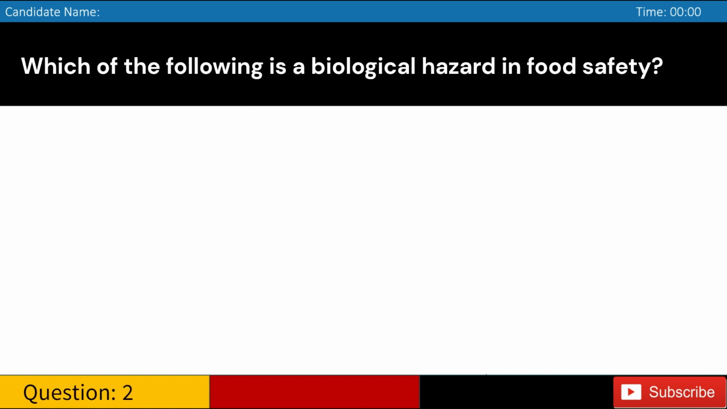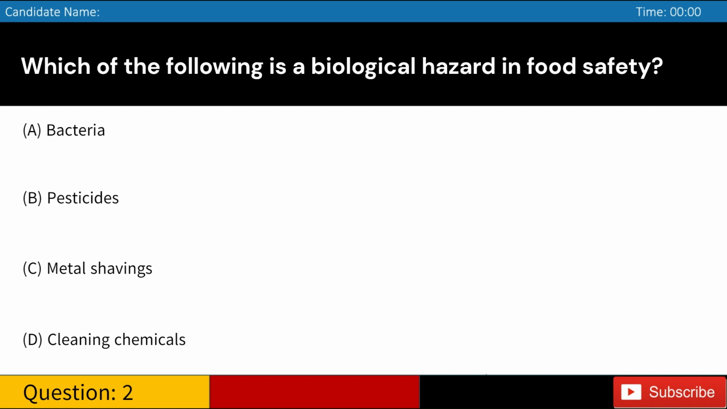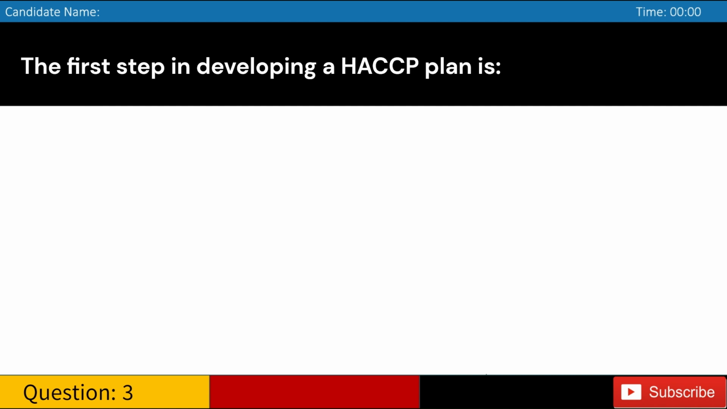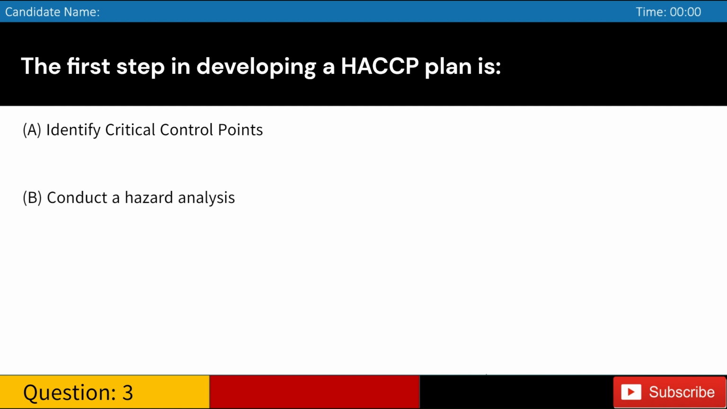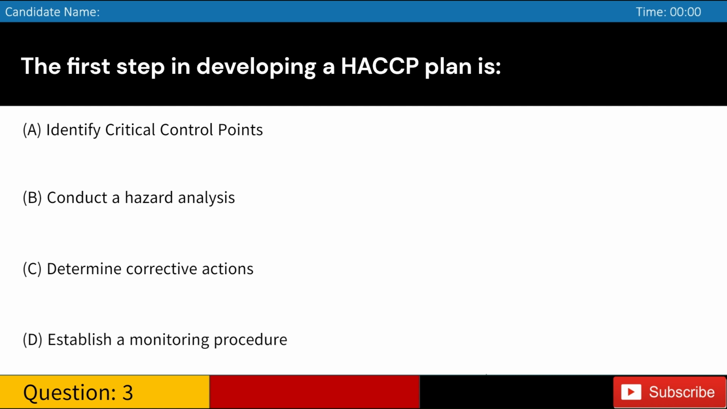Which of the following is a biological hazard in food safety? A. Bacteria. B. Pesticides. C. Metal shavings. D. Cleaning chemicals. Answer A. Bacteria. The first step in developing a HACCP plan is A. Identify critical control points. B. Conduct a hazard analysis. C. Determine corrective actions. D. Establish a monitoring procedure. Answer B. Conduct a hazard analysis.